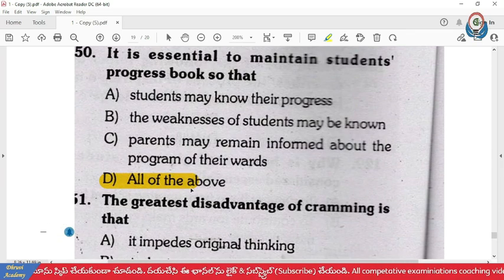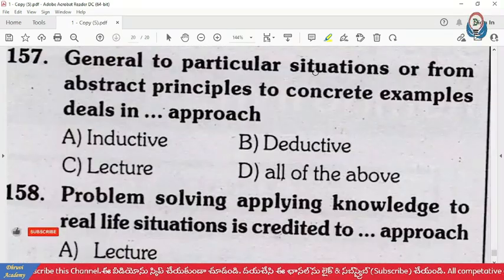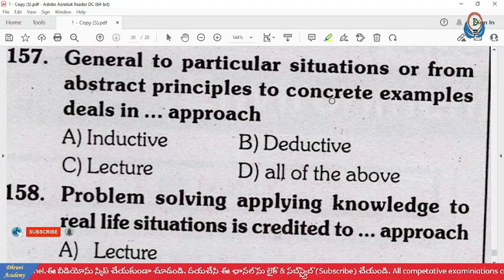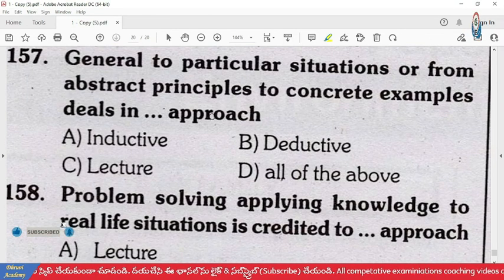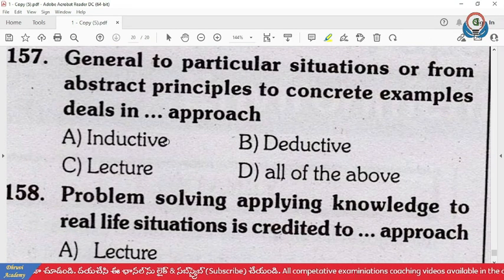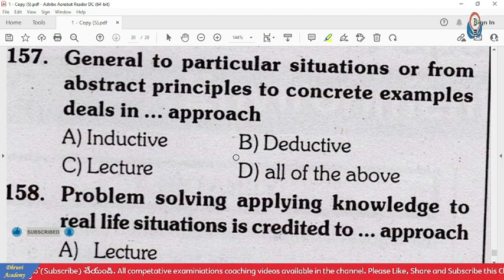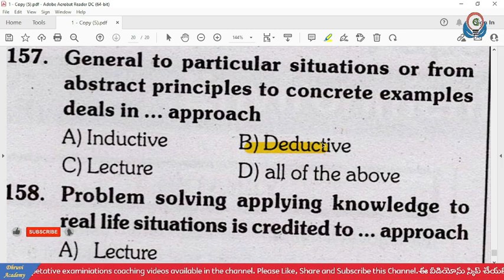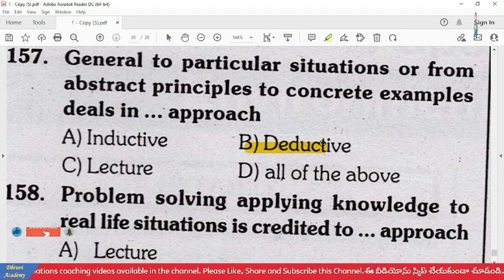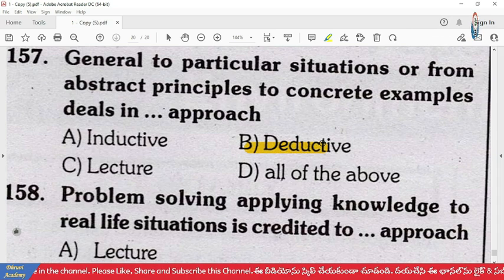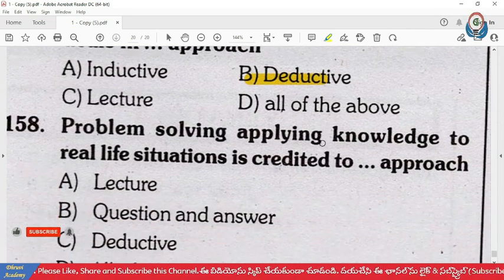General to particular situation, or from abstract principle to concrete example, deals in dash approach. Which approach is that? A. Inductive, or B. Deductive, C. Lecture, D. All the above. It's the deductive approach. General to particular is the deductive approach. అంటే ఫస్ట్ రూల్స్ ఇచ్చేసి తర్వాత ఎగ్జాంపుల్ అనేవి ఇస్తారు కదా డిడక్టివ్ అప్రోచ్‌లో.